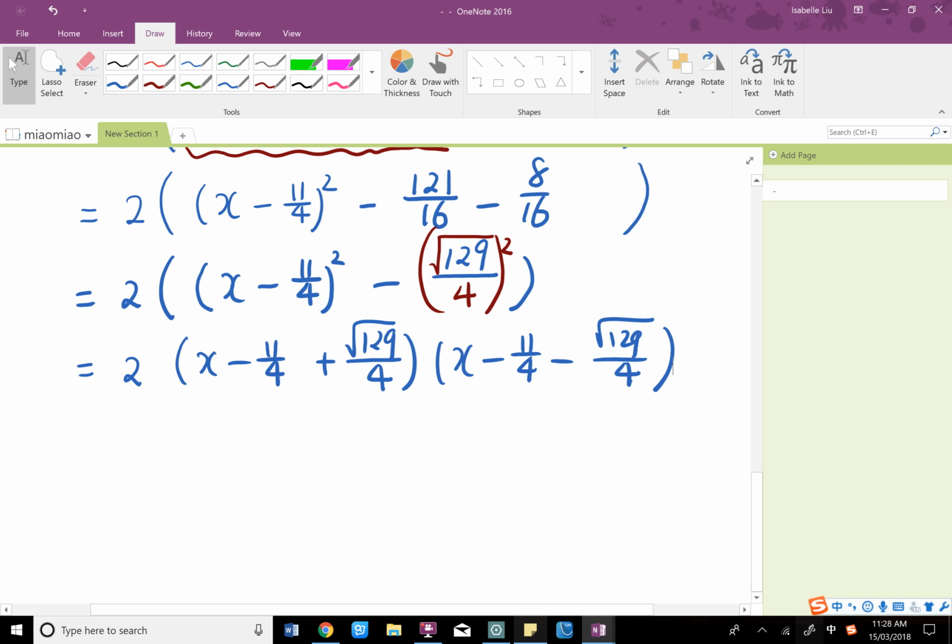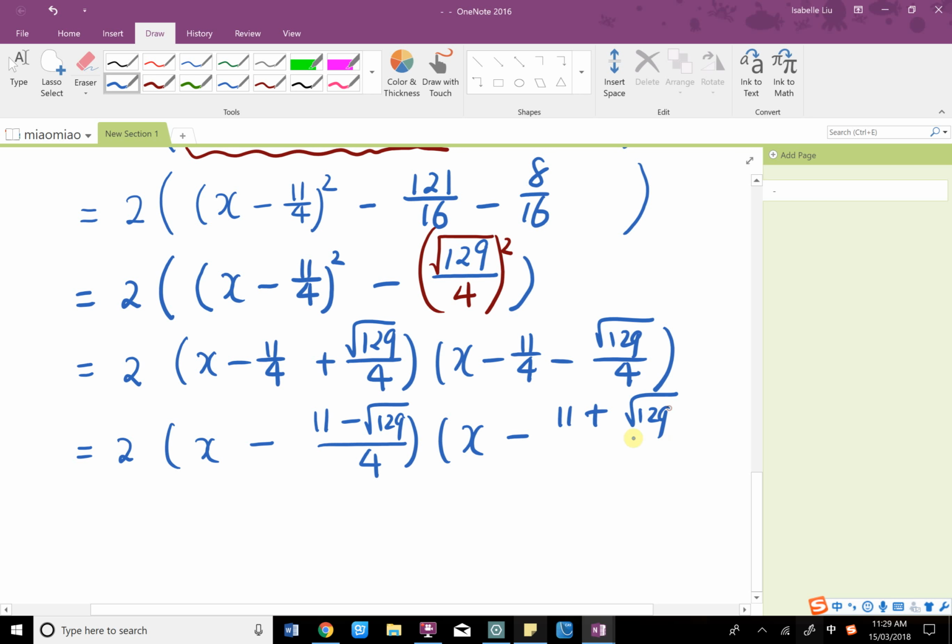But the thing is, if you combine it, this is 2x minus 11 minus root 129 over 4, and this one is minus 11 plus root 129 over 4, if you want to combine them. So this one will be the minus, because you put a bracket around those two, the plus sign will become minus, so it's minus 11 minus 129, and this is the 11 plus root 129. But you don't need to, you can just leave it. I prefer the answer looks like this. It's easier to think.